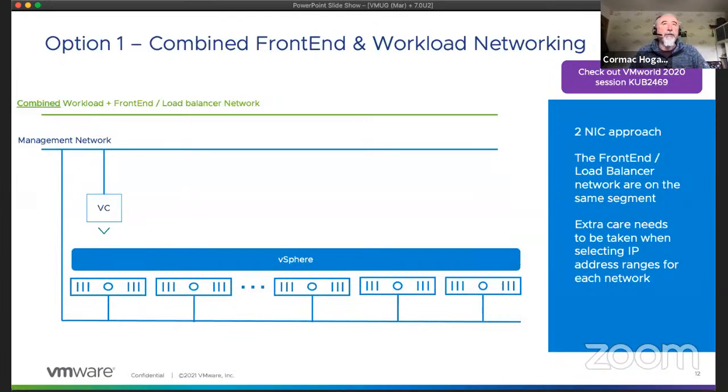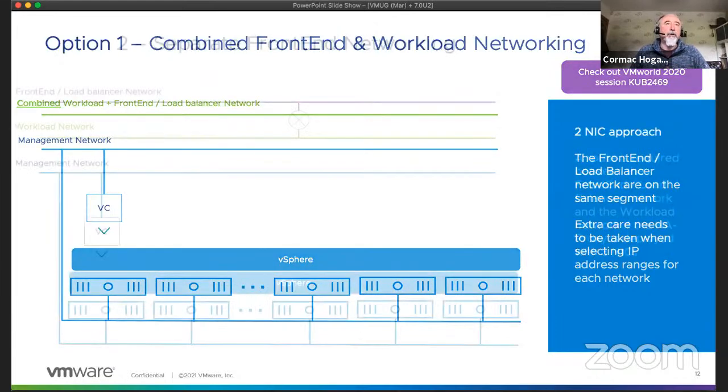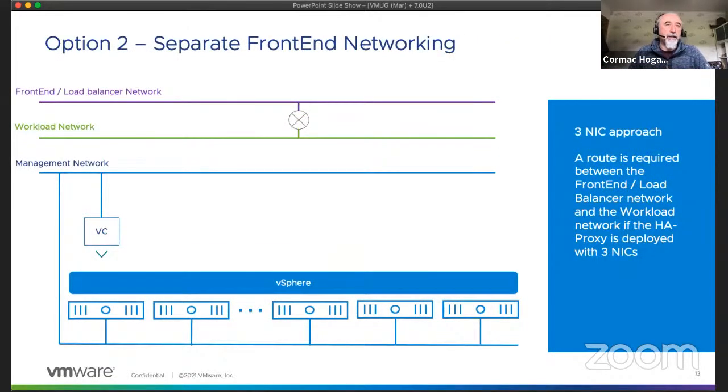Now, when you roll out the HA proxy, you can do it with two network segments, the management network and a combined workload and front end network. Or more commonly, you'd see it rolled out with three network segments, where again, there's the management network, but you would separate out the workload network where the Kubernetes nodes live, and then the front end load balancer network where your developer would connect to your Kubernetes clusters. The important point here is that there needs to be a route between the front end and the workload networks.